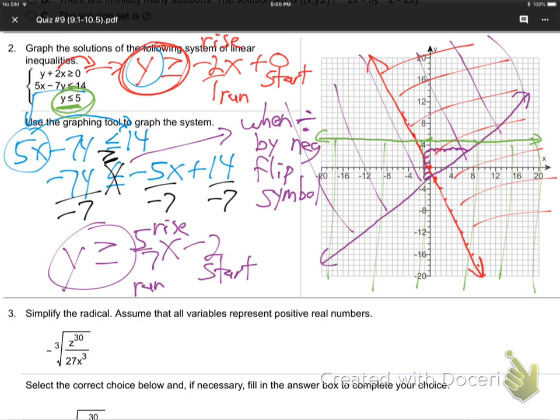So where do all 3 shadings overlap? I think all 3 overlap right in here, because that's below the green graph and above the other 2 graphs. That's where the 3 shadings all exist, right there. There's our answer.